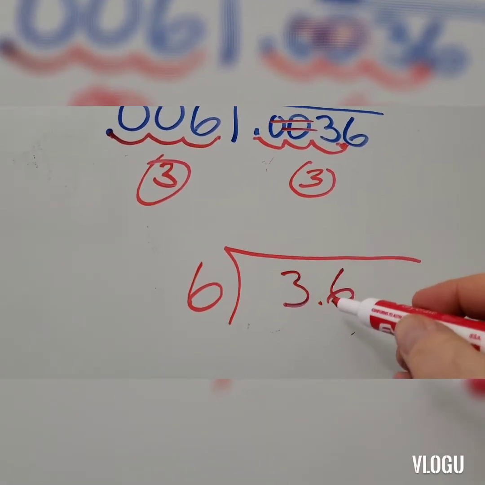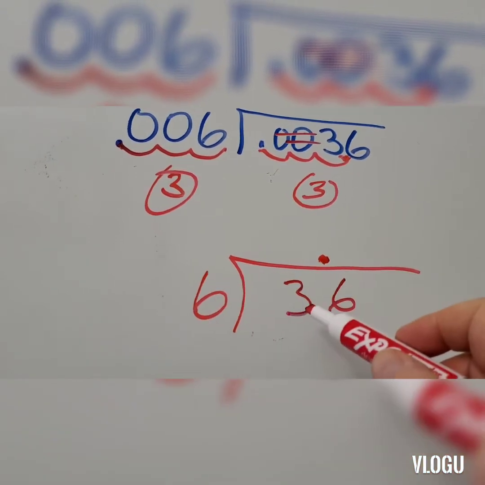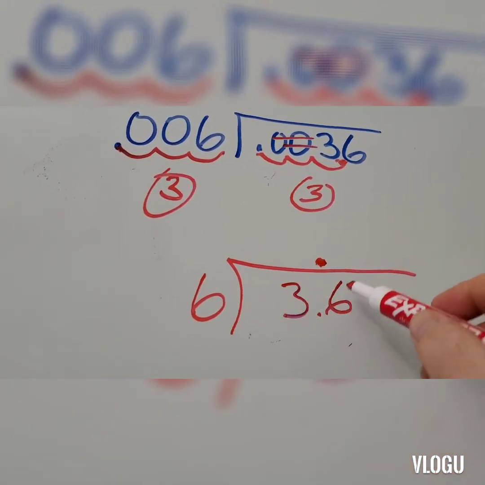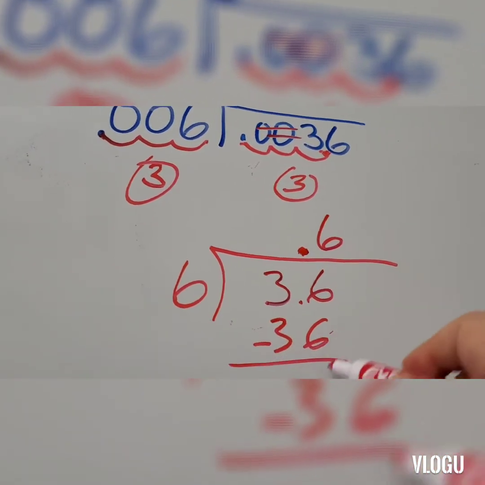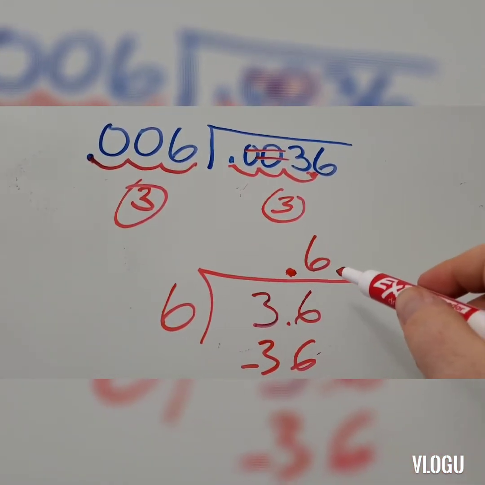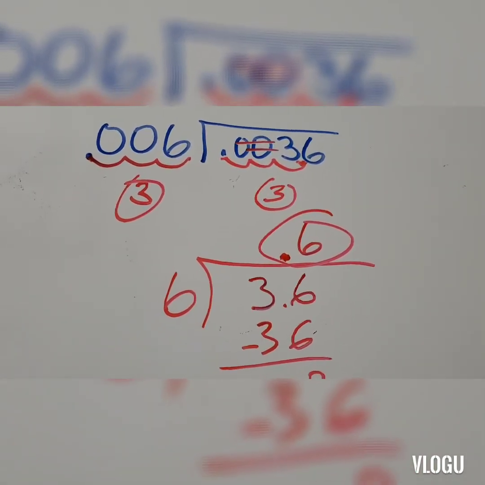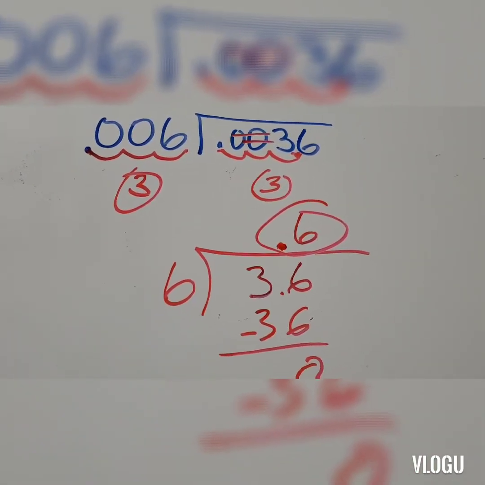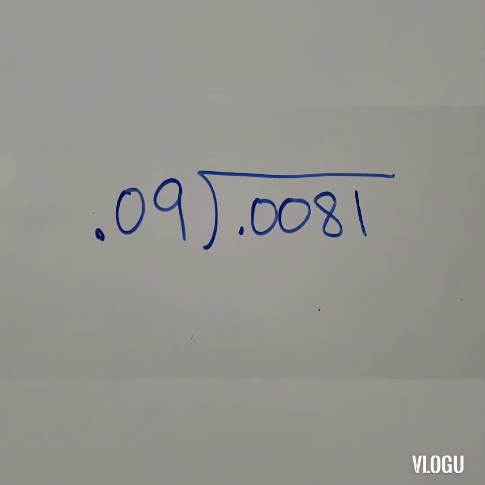So in my answer now, my decimal goes straight up here. 6 does not go into 3, but it does go into 36 6 times. 36, 0, no remainder. My answer is 6/10 or 0.6. How'd you do? Try this one on your own. Pause it until you are finished.